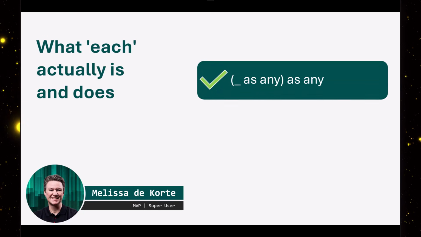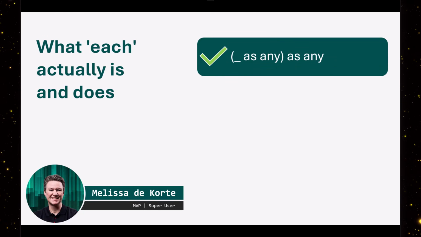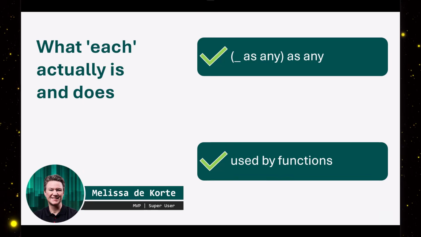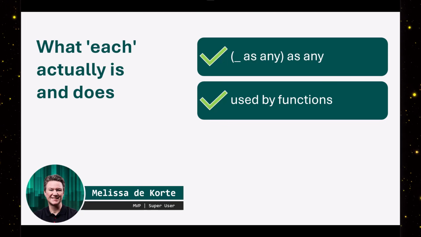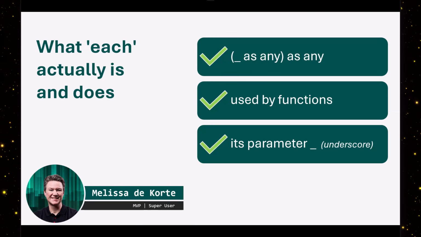Each is a single parameter, untyped function. It's most commonly used by functions that iterate values. And when its sole parameter, the underscore, is passed as an argument, it represents whatever the calling function is iterating. And that's it. Once this clicks, M-code starts to make way more sense.